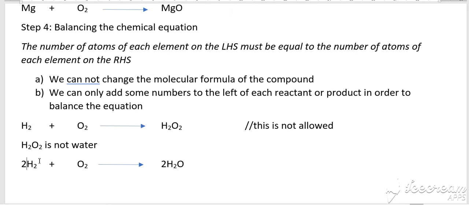Now here also there are 4 atoms of hydrogen, and here also there are 4 atoms of hydrogen, and oxygen we had already balanced earlier. Here there are 2 atoms, and by writing this 2, we have made the number of atoms of oxygen here also equal to 2. So this equation is now balanced. Similarly, we can balance this equation also.